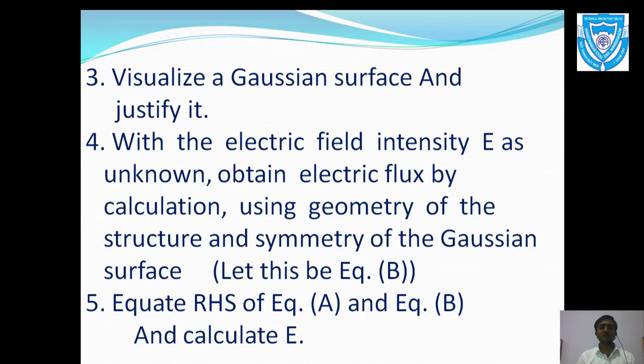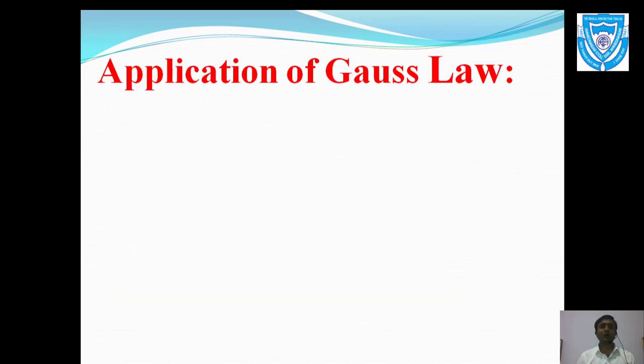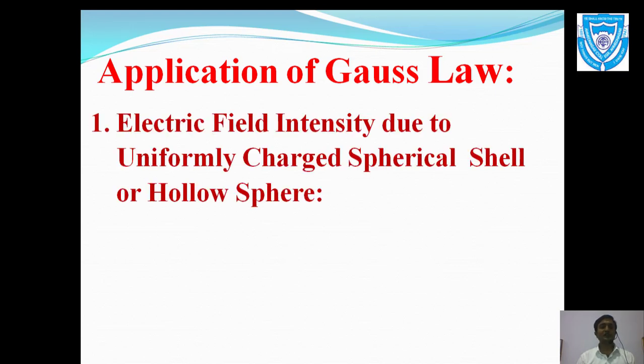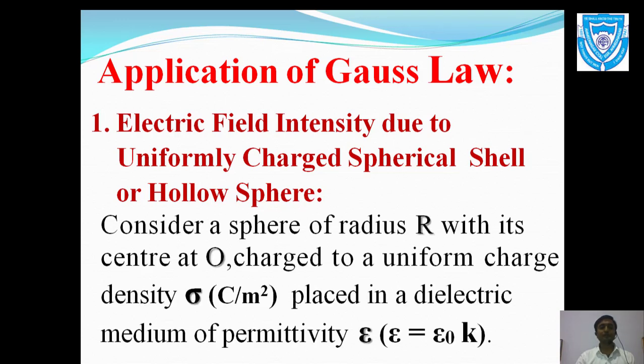Equate RHS of equation A and equation B and calculate E. Now, applications of Gauss law, which is very important. The first one is electric field intensity due to a uniformly charged spherical shell or hollow sphere. This will be the explanation of the diagram.